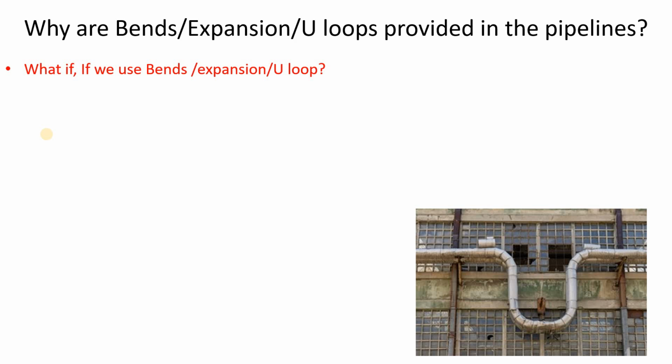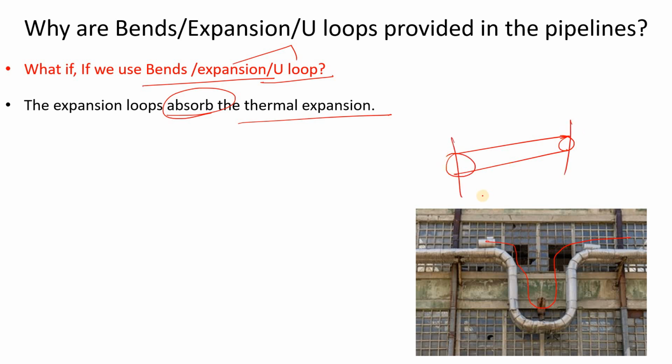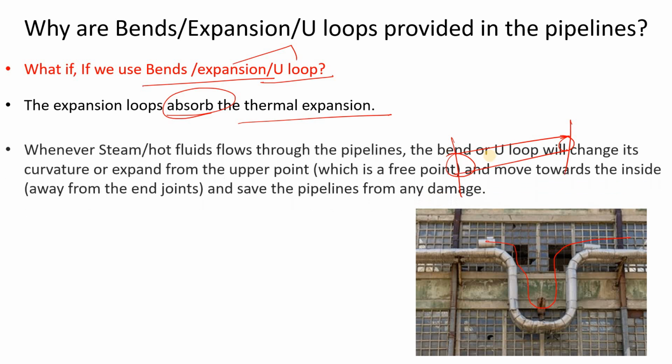Now let's see what will happen when we use the expansion loop or U loop in a steam line. As we use the expansion loop or U loop, it absorbs the thermal expansion. Why? Because here it has the area to expand or contract. But in the case of the straight pipe, this is your straight pipe and both ends are fixed. In this case there is no chance to absorb the thermal expansion so that it could contract or expand. I hope you got my point.